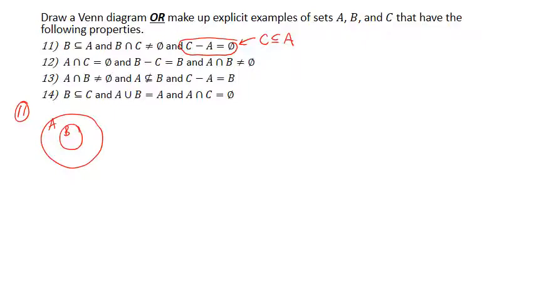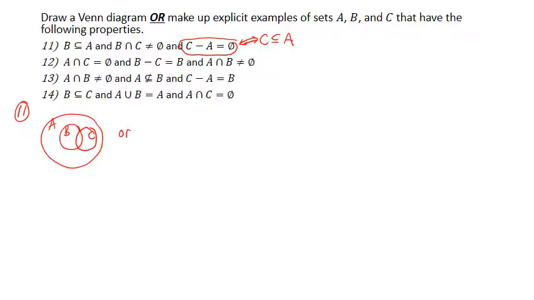So those two things are an equivalent statement. So C does need to be a subset of A, and B and C's intersection should not be empty. So I'm just going to draw C like this. Okay, so that's C. And then if we wanted to do explicit examples, then we could do it like this.